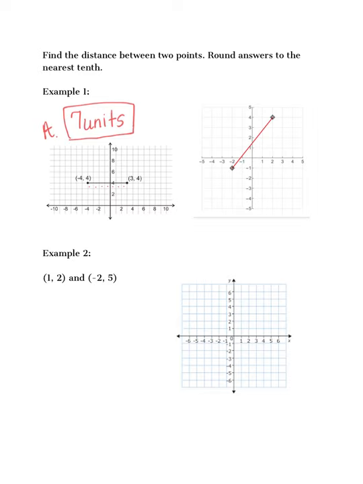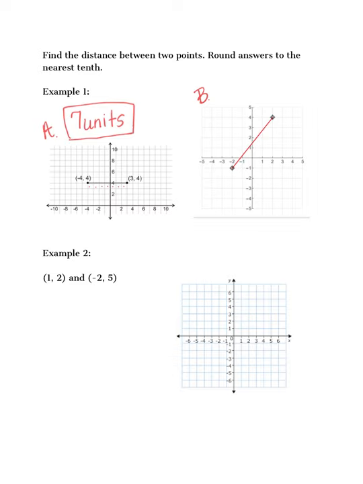Now when you look at the second picture, we'll call this one example 1B. The second picture, you have a line but it's slanted. We can't count blocks when a line is slanted. It actually goes through blocks, and so it's harder to count. So what we have to do is have a way to determine how long that line is.